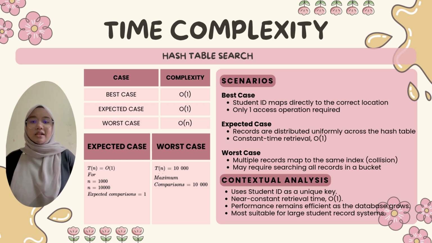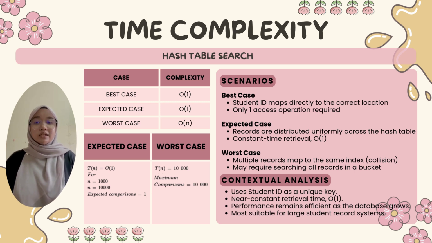Finally, let's look at hash table search, which uses the student ID as a unique key to map directly to a storage location. Under normal, uniform distribution, both the best and expected case run in true constant time, or O(1). No matter if we have 1,000 or 10,000 records, the expected number of lookups is just 1. Now there is a catch. The worst case can degrade to O(n), or 10,000 comparisons, if heavy data collisions occur and multiple records map to the exact same index.